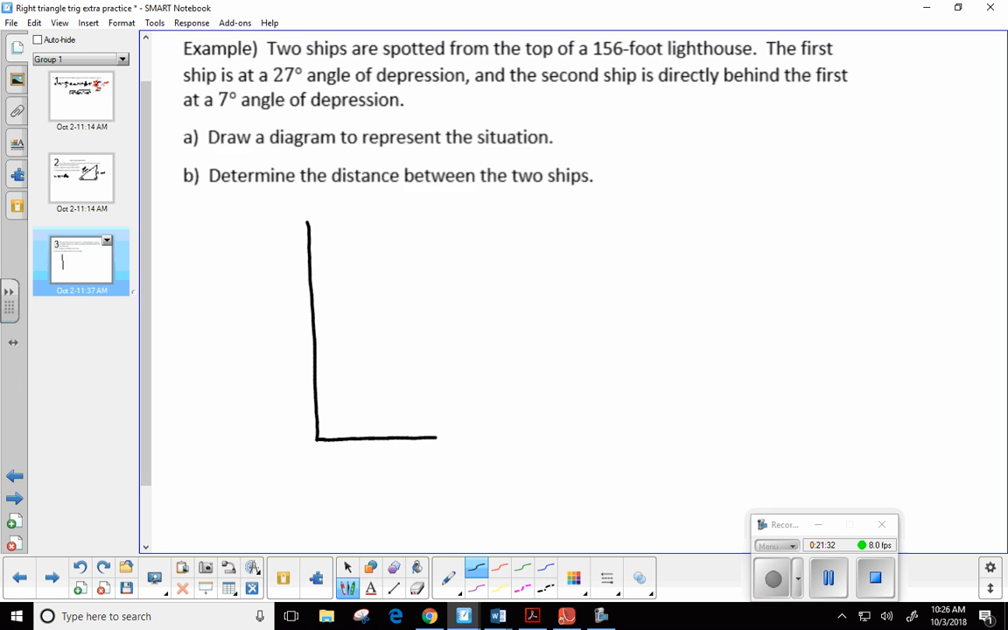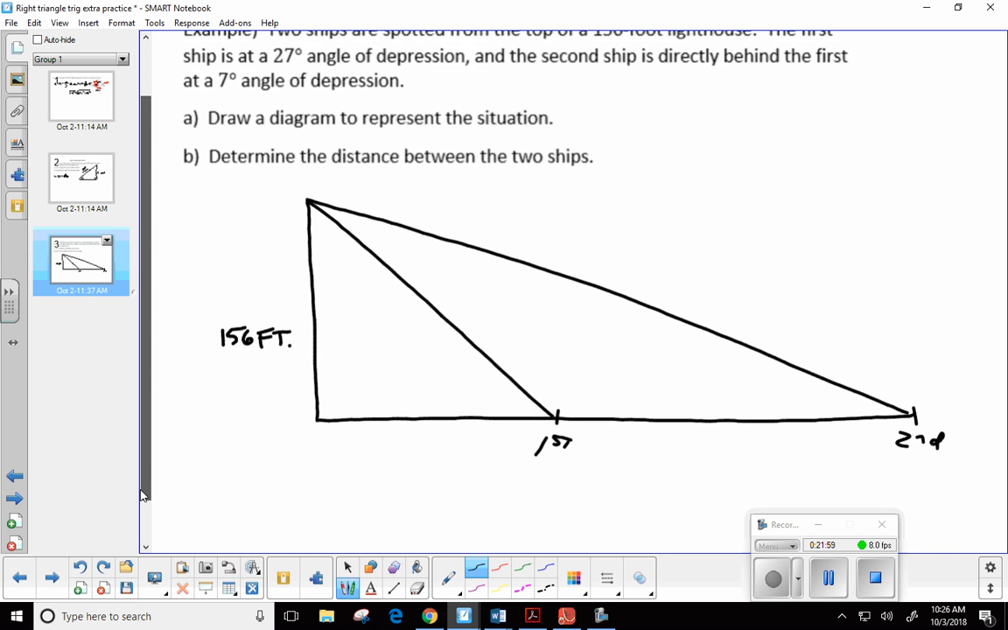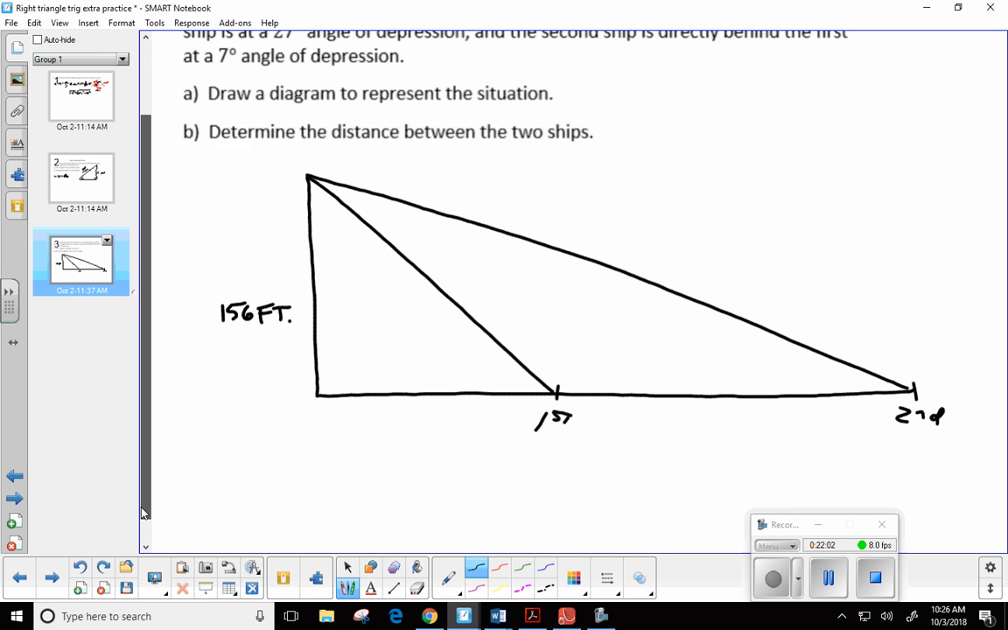So out from it, in the ocean, you've got some ships. So let's say the first ship is right here, and the second ship is right at the end of it. So from the top of the lighthouse, looking down to the first, and looking down to the second. So we know this is 156 feet. Now, we're talking about an angle of depression. So you're standing at the top of this lighthouse. You're looking out. Oh, I see some ships.